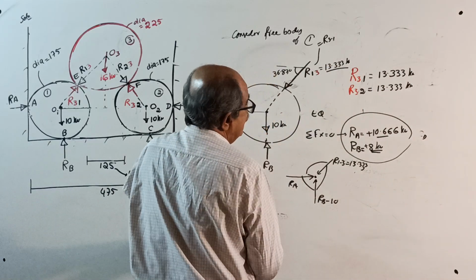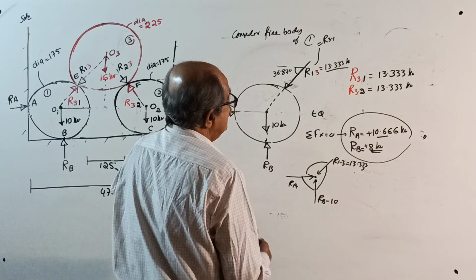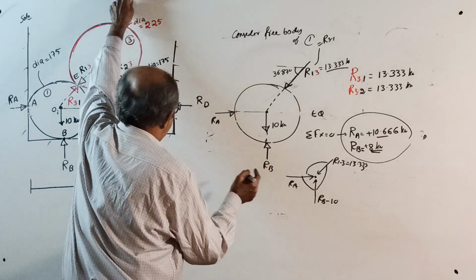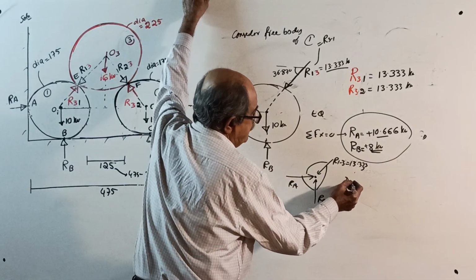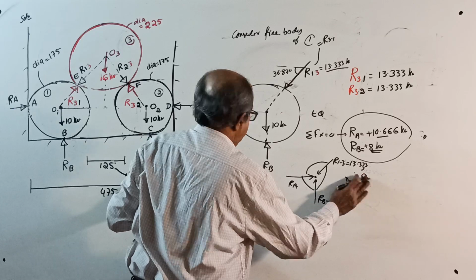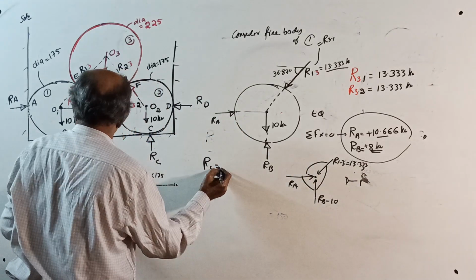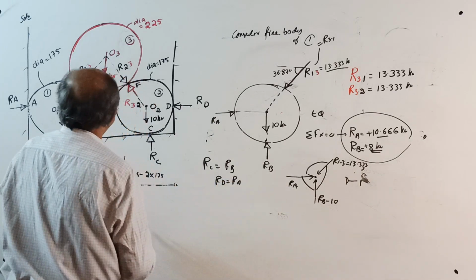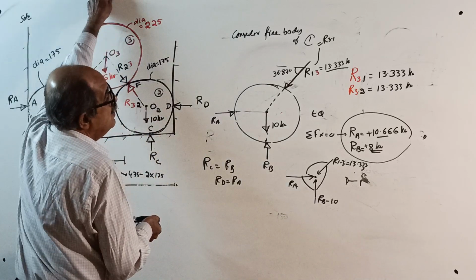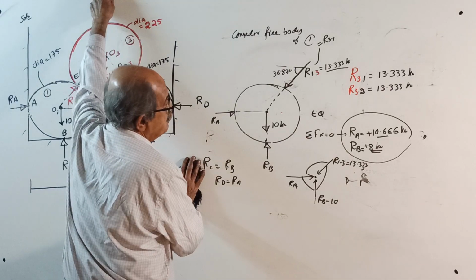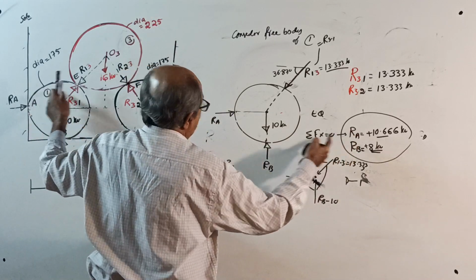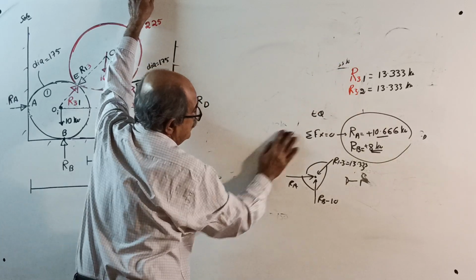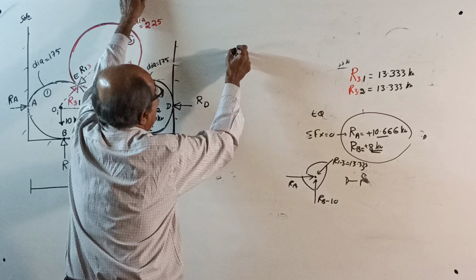How much did I get as answer? Ra, Rb, R31. Ra I got here. Rb, you can make a note here. Due to symmetry, your Rc will be equal to Rb and Rd equal to Ra. Or you consider once again this cylinder. Everything is over. Now I can put the final answer here.